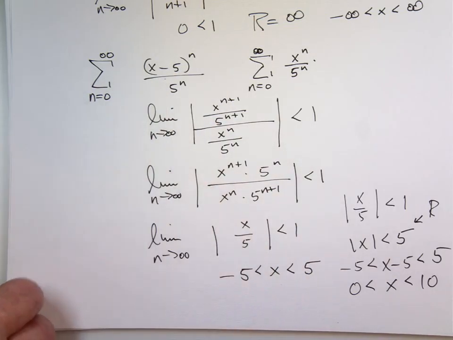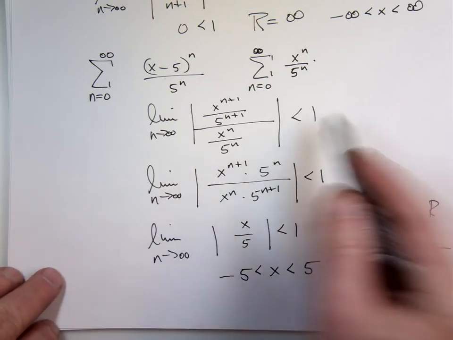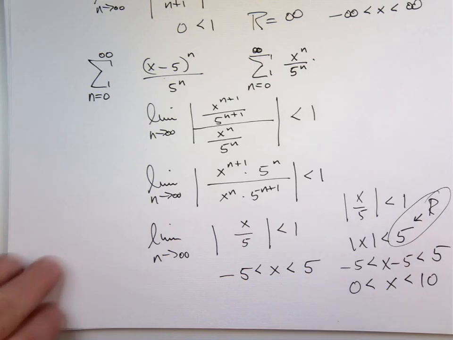But I'm not going to ask you for the interval of convergence. I'm going to ask you for the radius of convergence, which is right here. Professor, so it's just R equals 5 then? Yes, that's the answer. R equals 5.